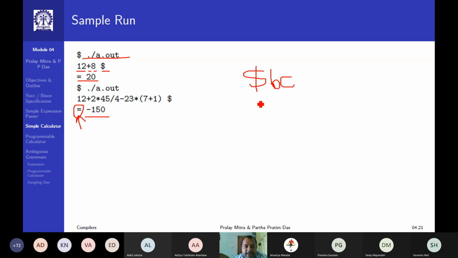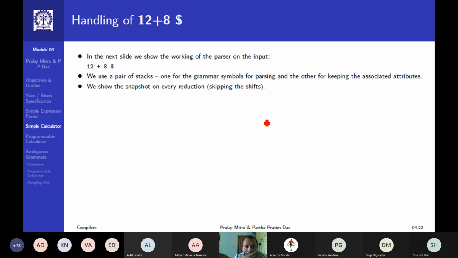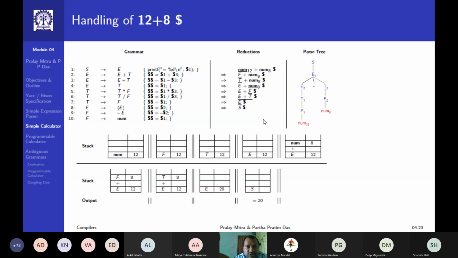You can write, say, 12 plus 8, and for them it is not the dollar, actually it is the newline which indicates the end of the expression. Then it will print 20. So in the next slide, let us go for working of this 12 plus 8 using the two stacks.